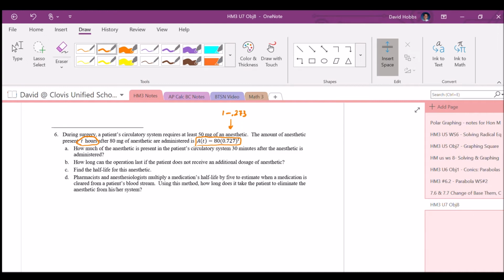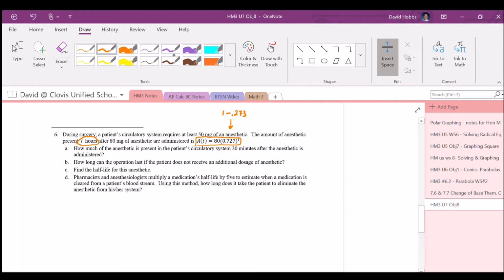Okay, now this is a simplified problem. An initial dosage of 80 milligrams. If any of you ever become an anesthesiologist, then it's based off body mass index and lots of other things that you're going to have to do some calculations on. But we just simplified this problem some here. Okay, how much of the anesthetic is present in the patient's circulatory system 30 minutes after the anesthetic is administered?